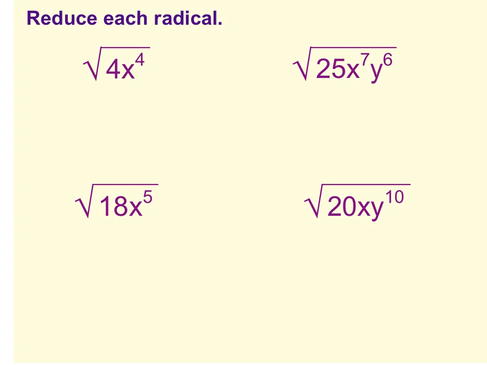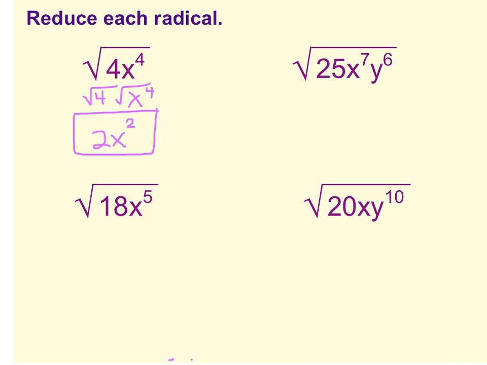Reduce each radical. First one, if we break this down, you have the square root of 4 and the square root of x to the fourth. The square root of 4 we know is 2. And now we can do that shortcut, the square root of x to the fourth. Look at the 4. How many groups of 2 can you fit in? Well, you can have an x squared and an x squared. That's 2 groups. So x squared. Do you have any x's left over that stay inside the radical? No, you do not. So just 2x squared.